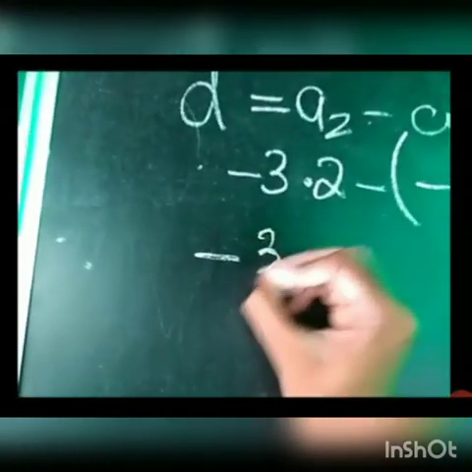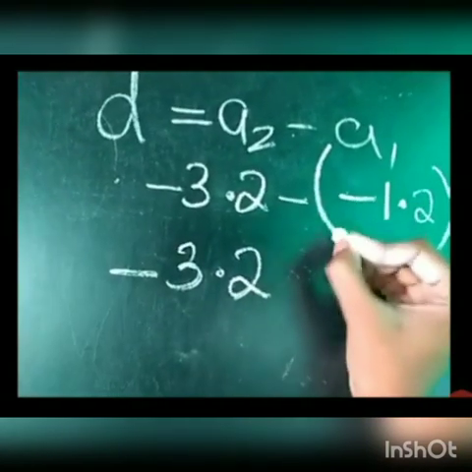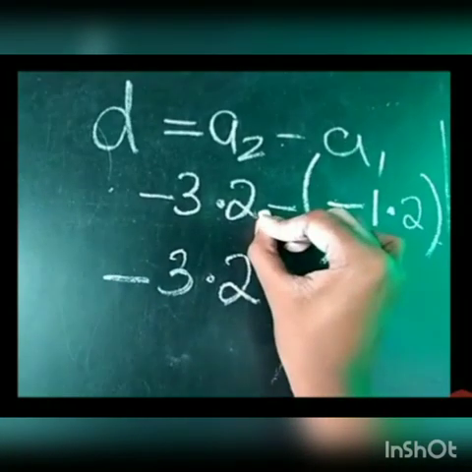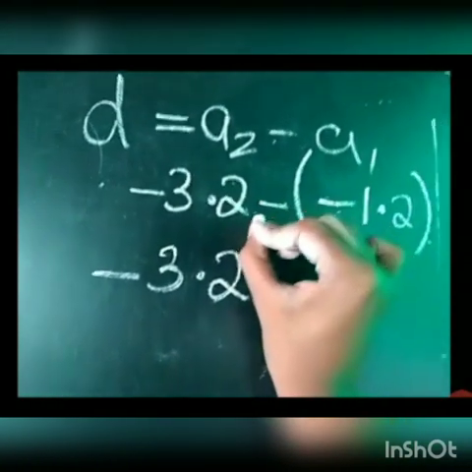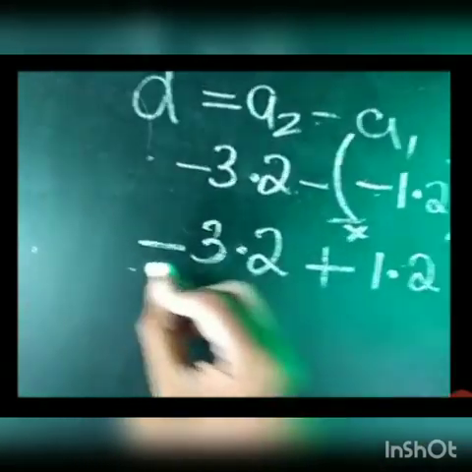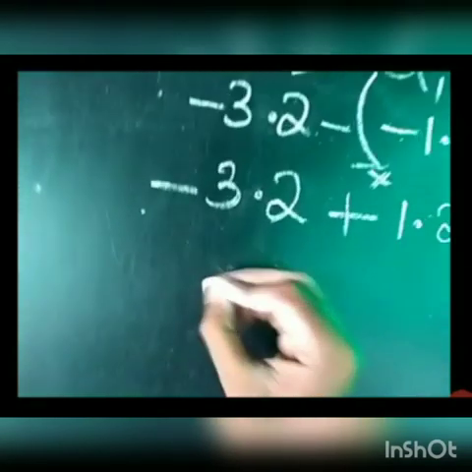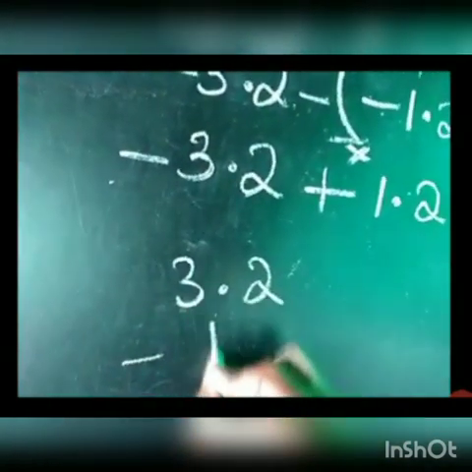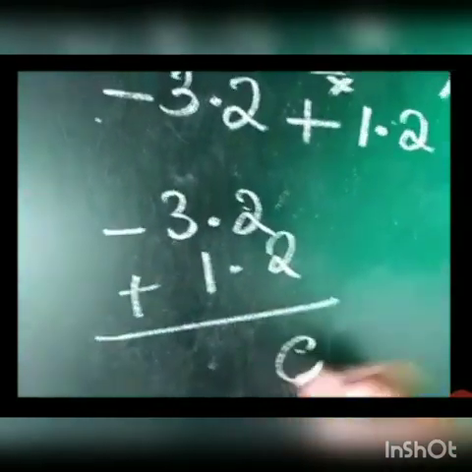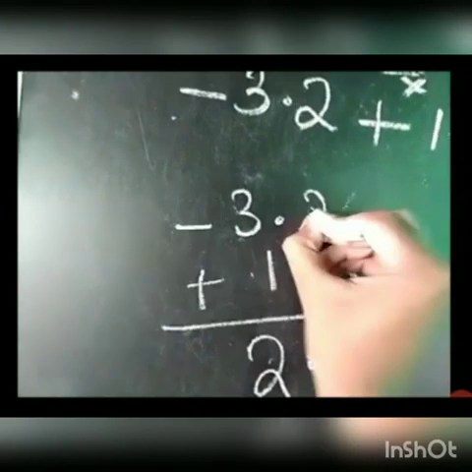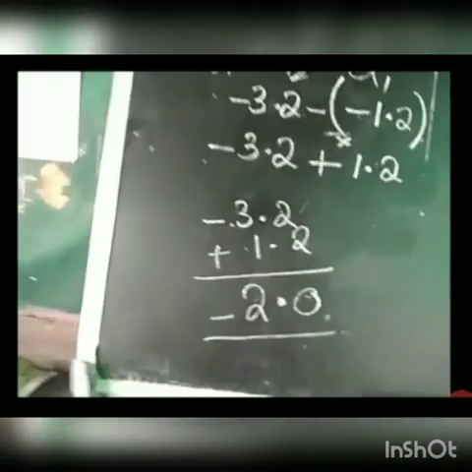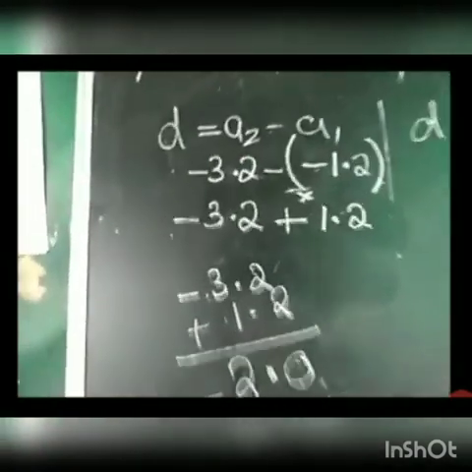Now, minus 3.2. Bracket symbol always indicates multiplication. So multiply the sign. In the previous class, I would have taught you what is minus into minus. It will become plus 1.2. Since the signs are different, we need to subtract this. Let us do the subtraction separately: 3.2 minus 1.2. 2 minus 2, 0. 3 minus 1, 2. The greater number is 3.2. It is having the minus sign. So it is minus 2.0. Correct? Minus 2.0 is the common difference.